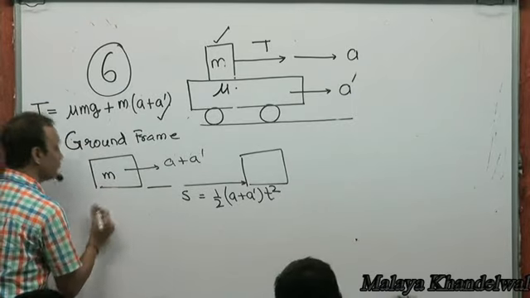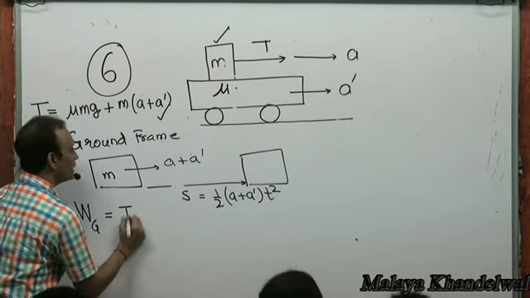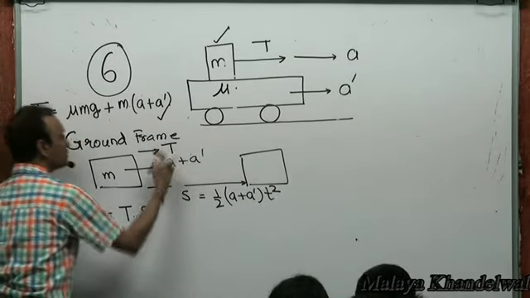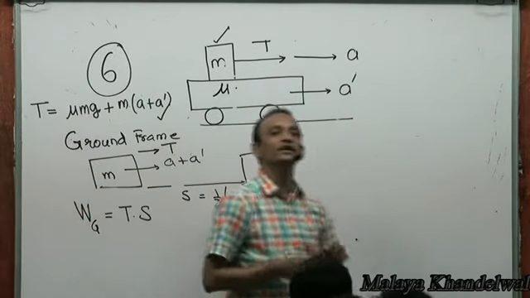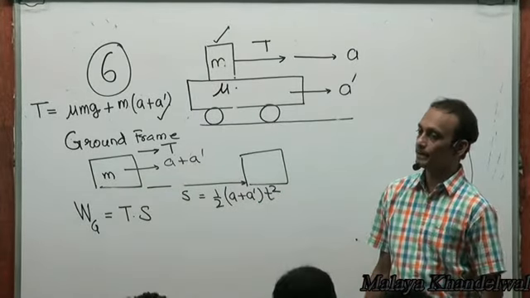So what would be the work done by T in the ground frame? T into s, because T is acting to the right, displacement is to the right, so work done by T is going to be T into s in the ground frame.